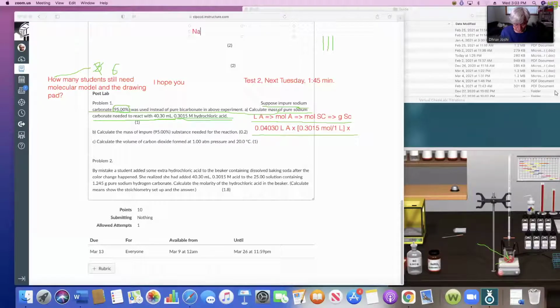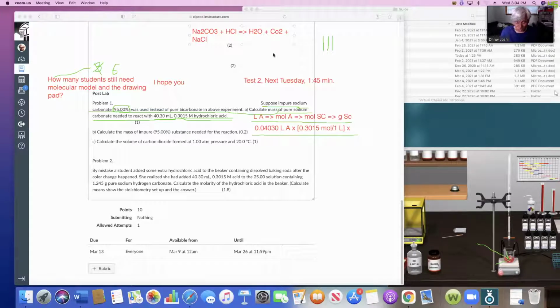Na2CO3, sodium carbonate, plus HCl. And what are the products? NaCl plus H2O plus CO2. Very good. This is what type of reaction? Double replacement gas formation.